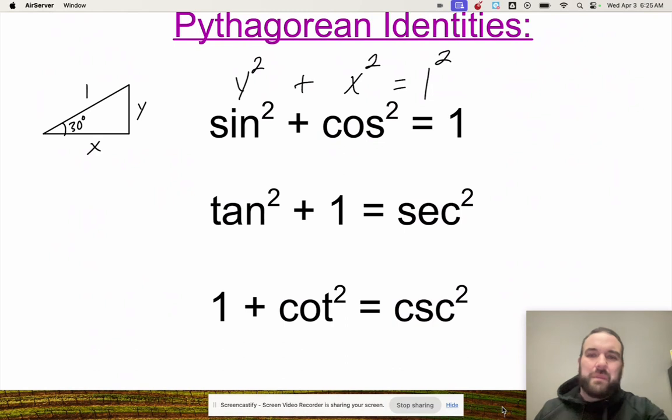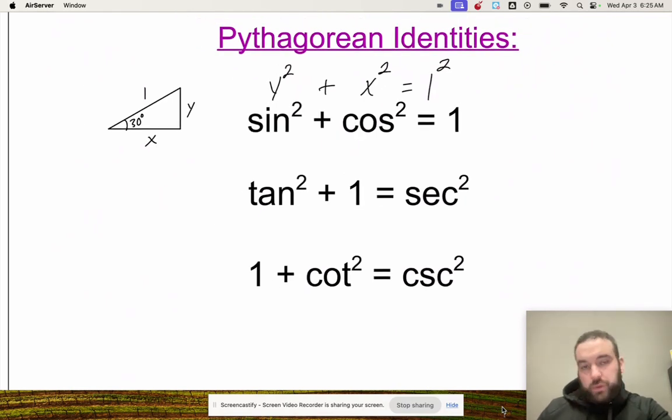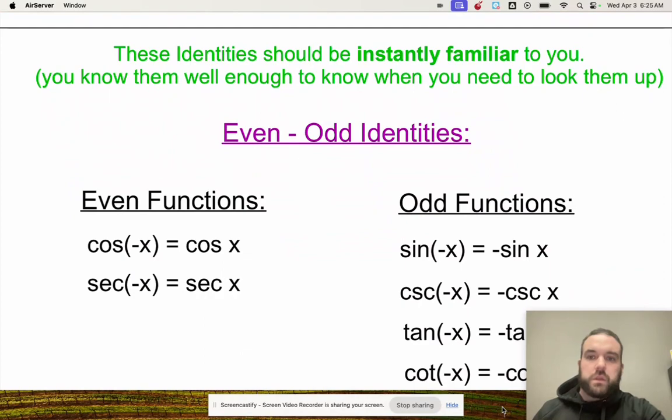I'm not going to prove the other two, but you can do some manipulation of this first identity, sine squared plus cosine squared equals 1, and you can come up with these other two identities as well. Tan squared plus 1 is equal to secant squared, and 1 plus cotangent squared is equal to cosecant squared. We're mainly going to use the top one, but the other two will be used from time to time.